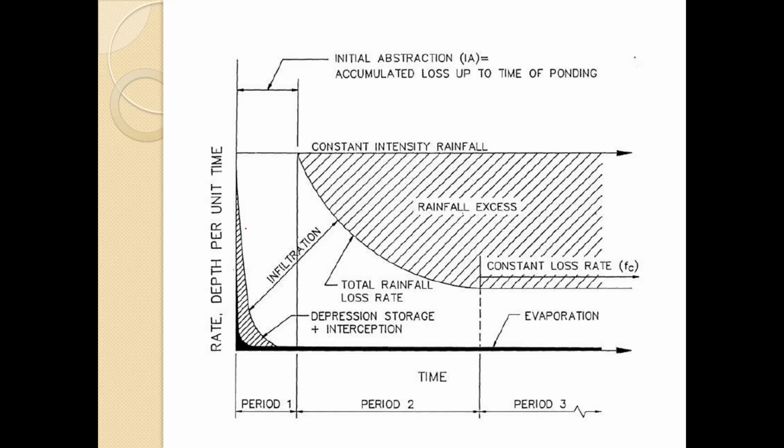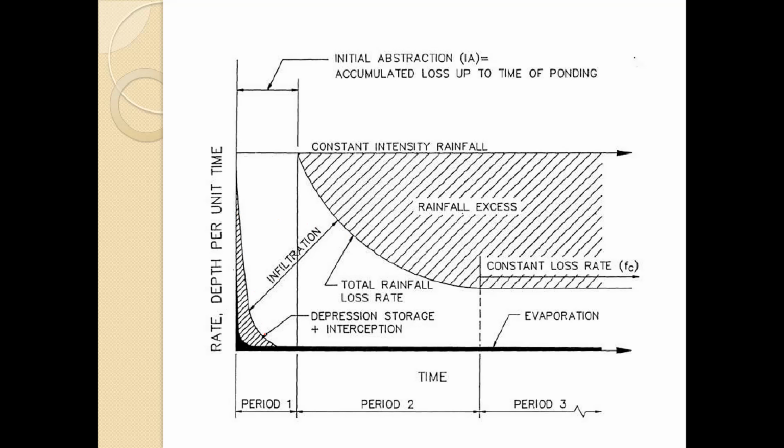This graph shows the rainfall and how this abstraction took place. You can see that initially the depression storage and interception is high when the rain starts falling in period 1. Initially this rate is quite high because less storage is there, and to fill these depressions the rate is high. Later on you can see the infiltration rate goes on decreasing.